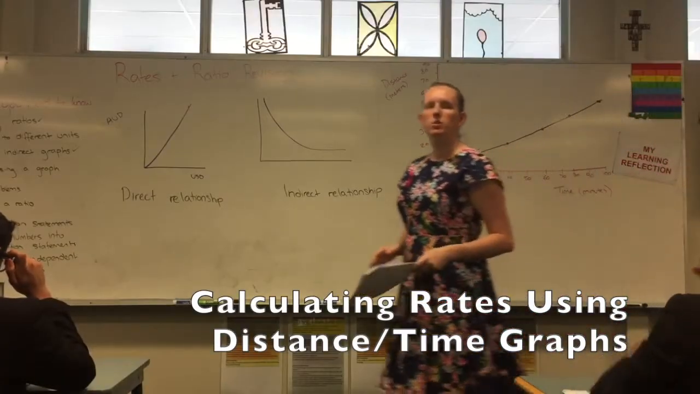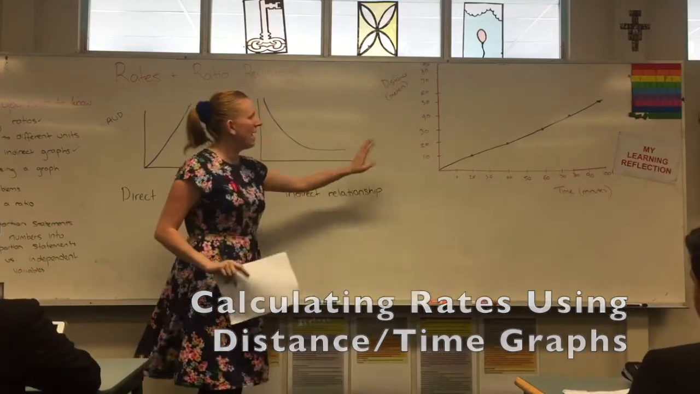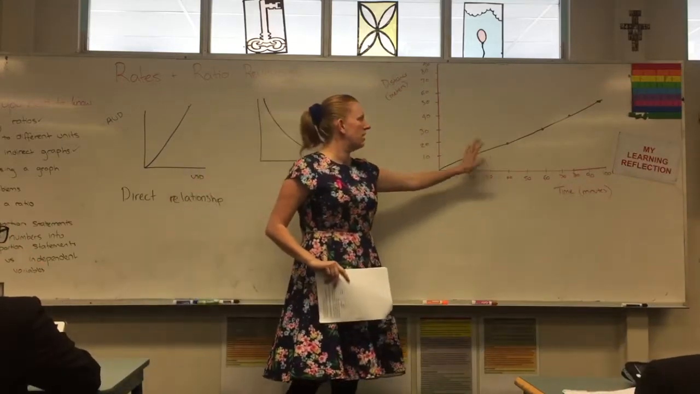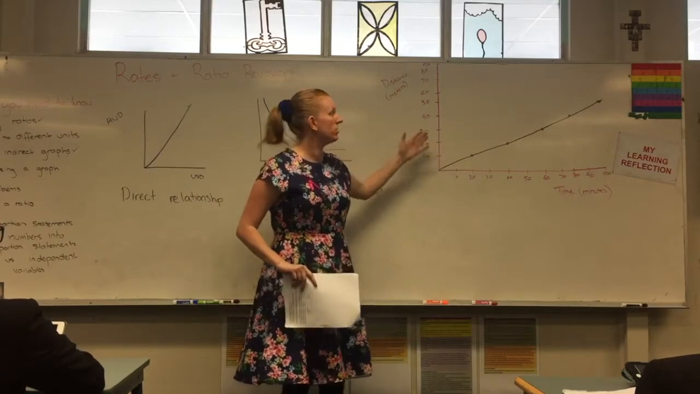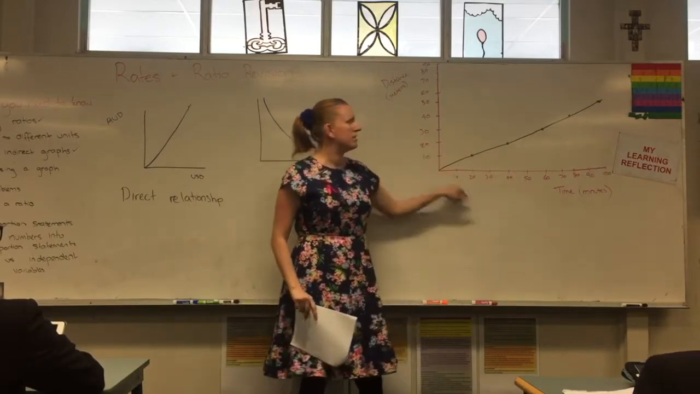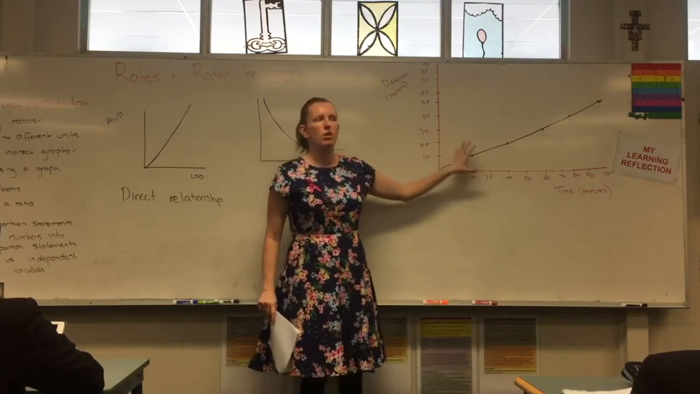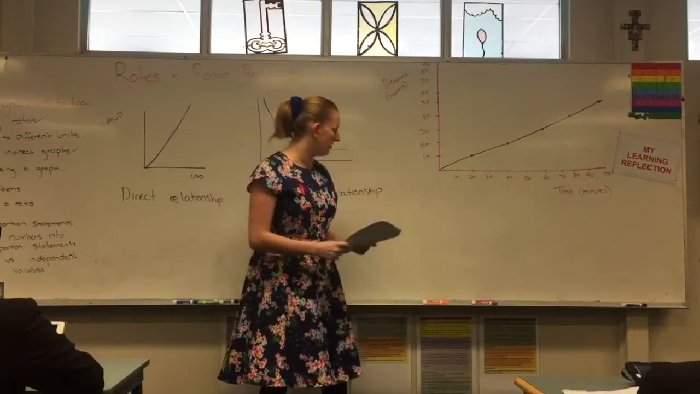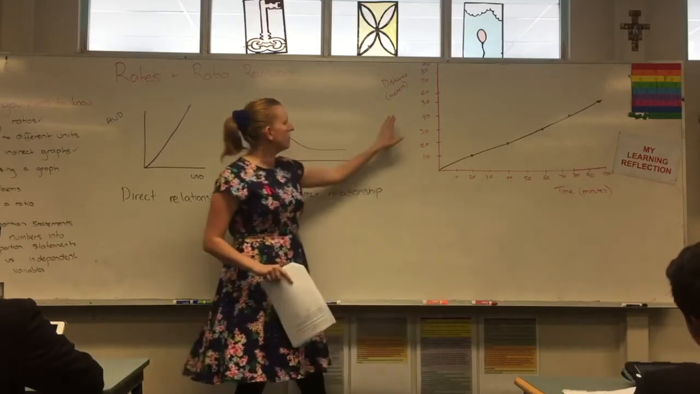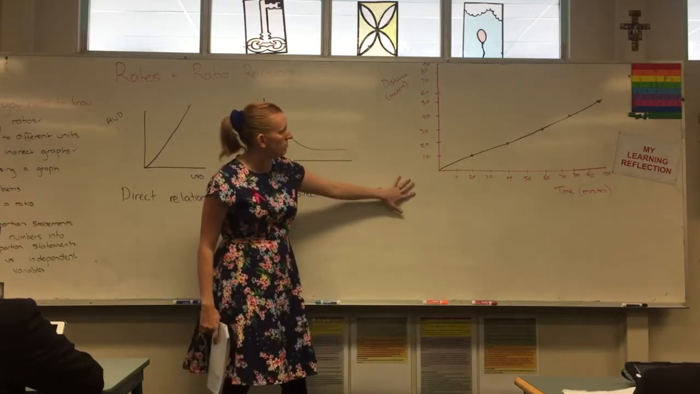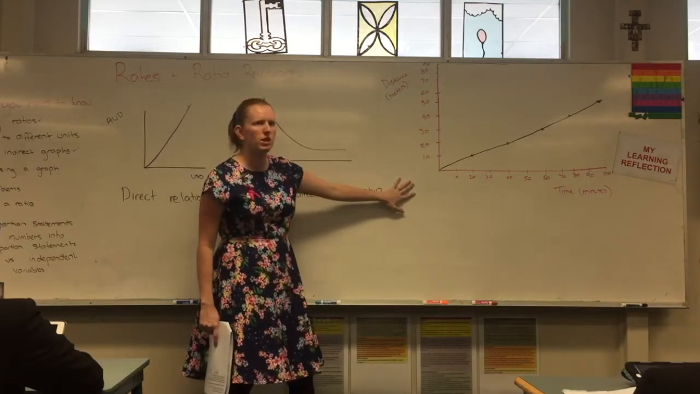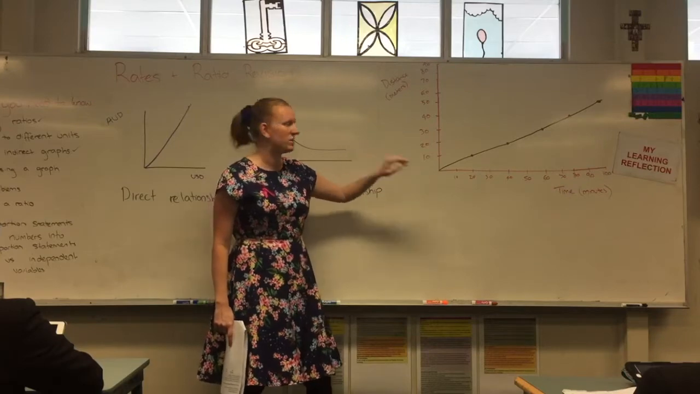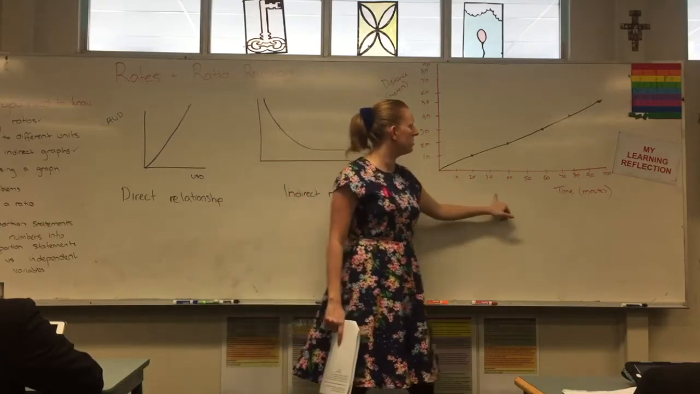Okay, so next up we want to look at how we calculate the rate that a person has travelled if this is their graph. So we want to be able to read a graph and be able to calculate rates from this graph. So here I've drawn a graph where, I don't know, a dog is walking. Down the bottom is time.